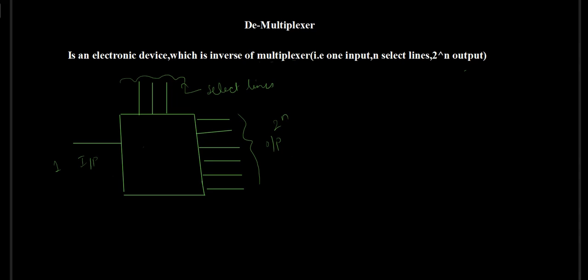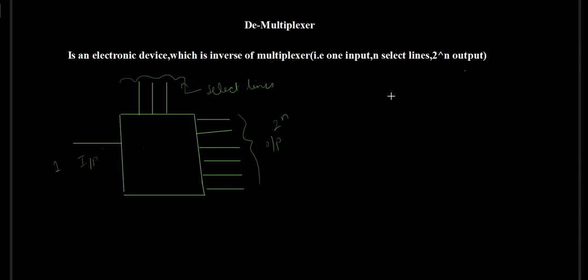All. Today we'll be talking about demultiplexer. So before starting about demultiplexer, let's quickly go through its definition. What is a demultiplexer actually? It's an electronic device which is just the inverse of the multiplexer. That is, in a multiplexer we would have 2 power n inputs, but in the case of a demultiplexer, it will have 1 input, 2 power n outputs and n select lines.